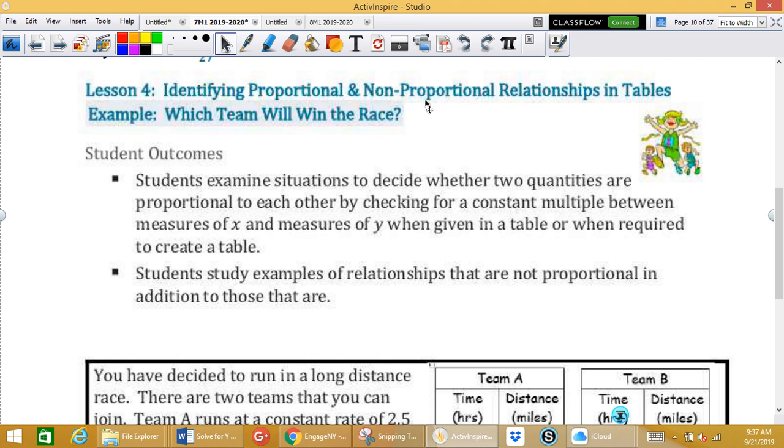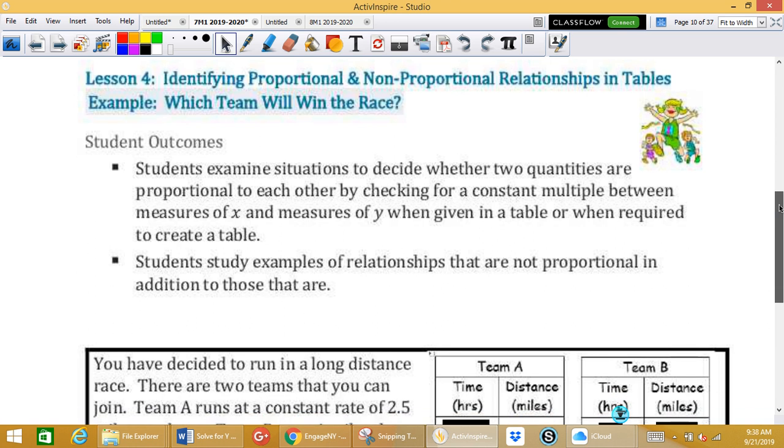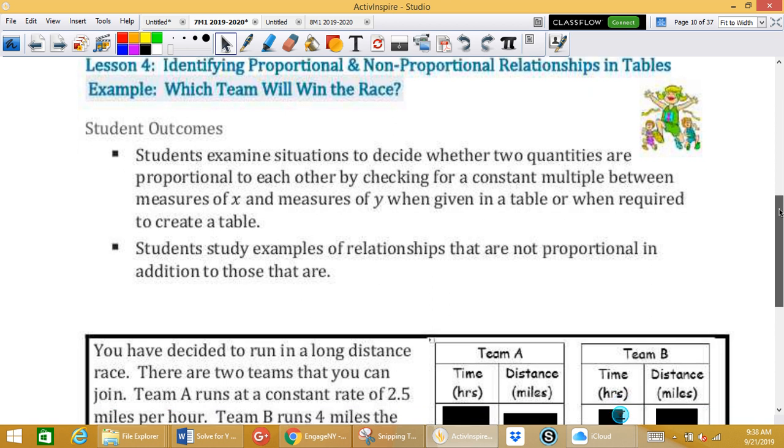Identifying proportional and non-proportional relationships in a table. So the first example, which team will win the race? Students examine situations to decide whether two quantities are proportional to each other by checking for a constant multiple between the measures of x and the measures of y when given in a table or when required to create a table. So you're looking for that constant k.